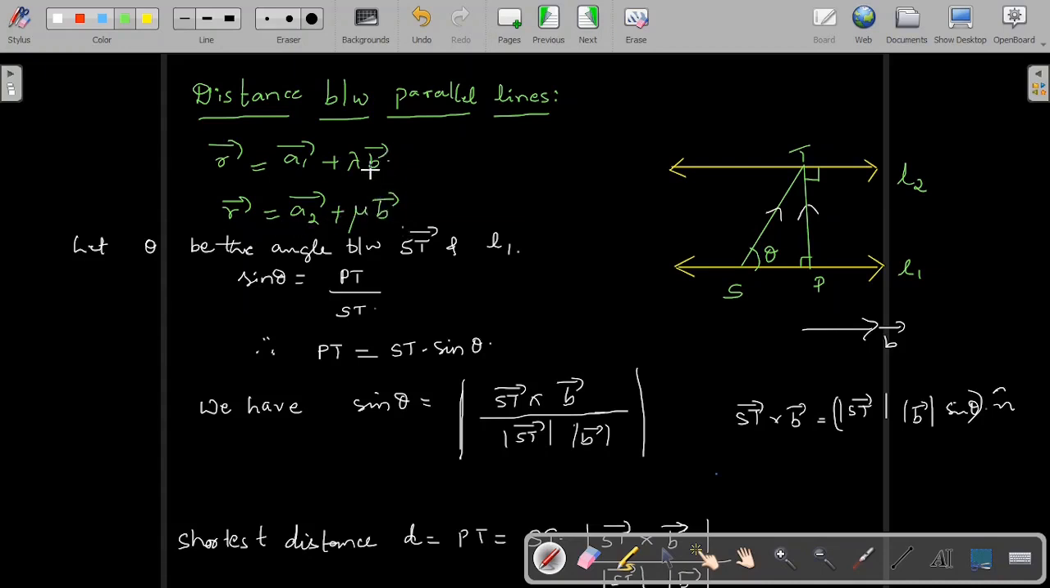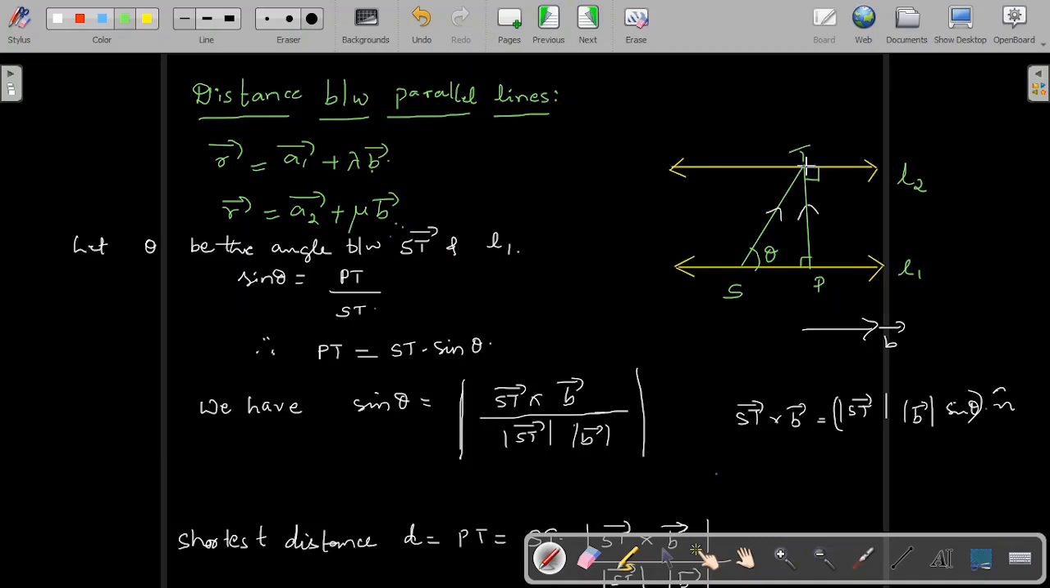Here this vector is the same, so v1 and v2 are equal to the b vector because they are parallel, therefore they will be in the same direction. So the b vector represents the direction of both L1 and L2. Now I have to find the shortest distance itself. No need to specify the shortest distance, because whenever you draw a line joining these two points perpendicular between the lines L1 and L2, that itself gives you the shortest distance between the two lines.